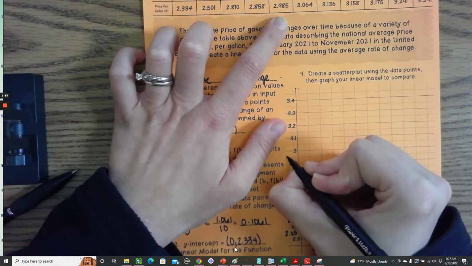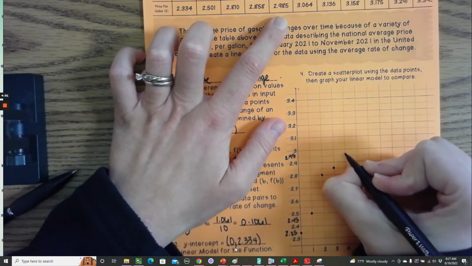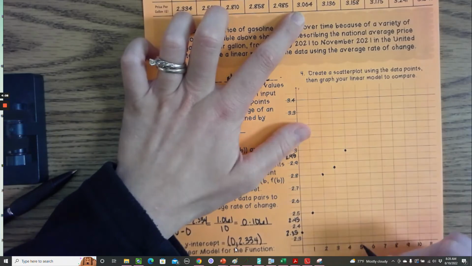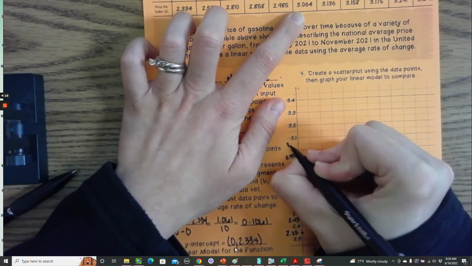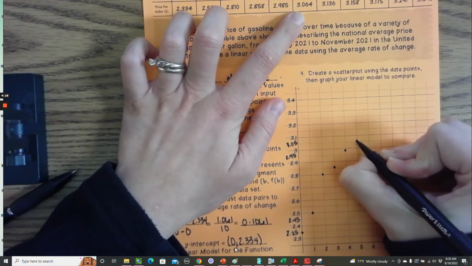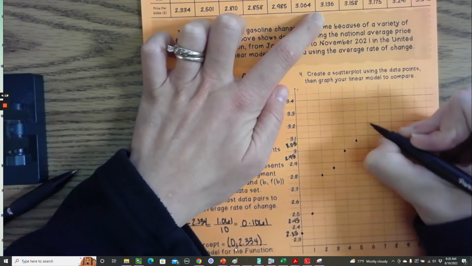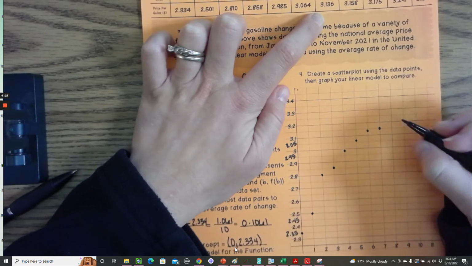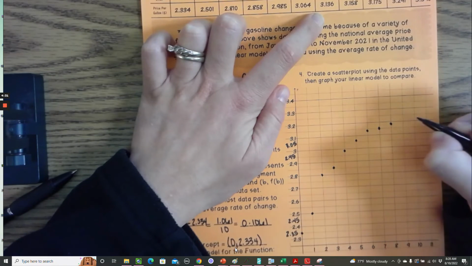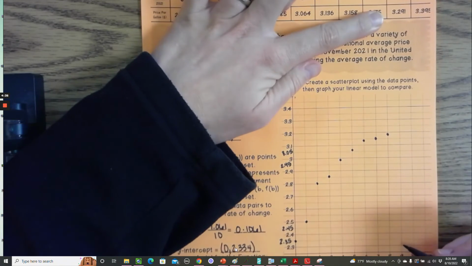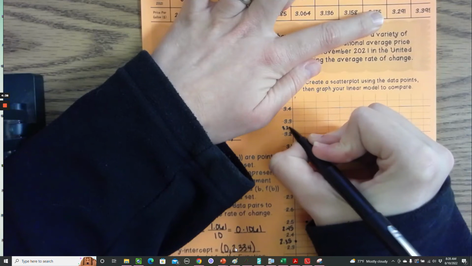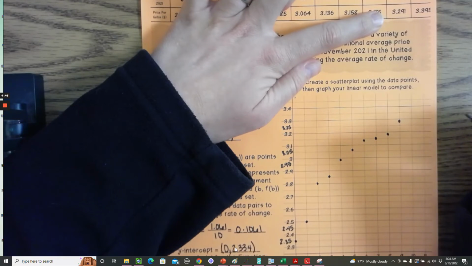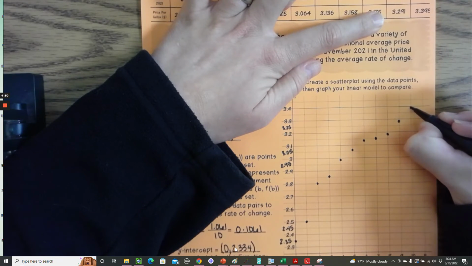2.985, so again this would be 2.95, so 2.985 would be almost to the 3, 3.06, so here this one would be 3.05, so a little bit above that, 3.13, 7 would be 3.15, 8, 3.175, and then 3.291, again this would be 3.25, so we would be almost up here, and then 3.395 would be almost to the 4.